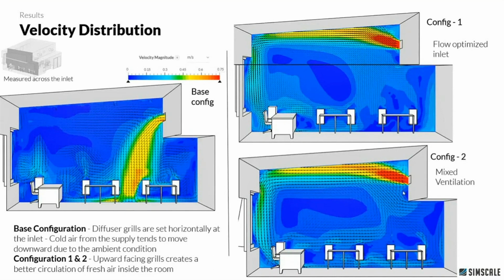Again, in configuration 2, in addition to the upward draft, we also have the windows open, and here you can see the interaction between the air coming from the window and the fresh air coming from the HVAC supply. And what this air distribution creates with respect to the temperature and the air quality within the room can be seen in the next slides.